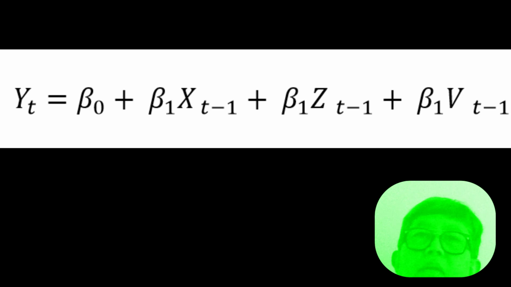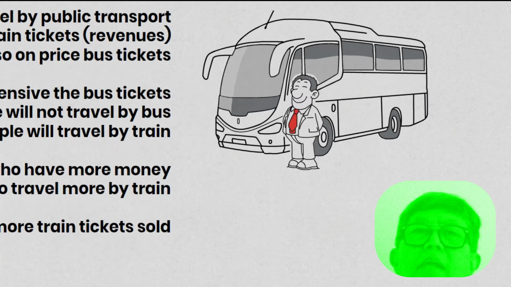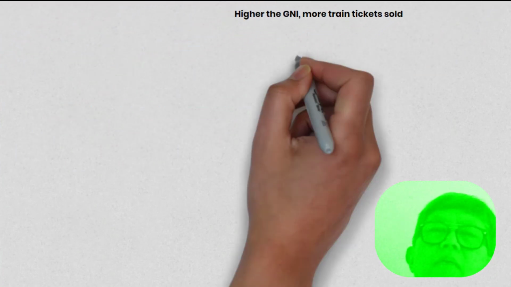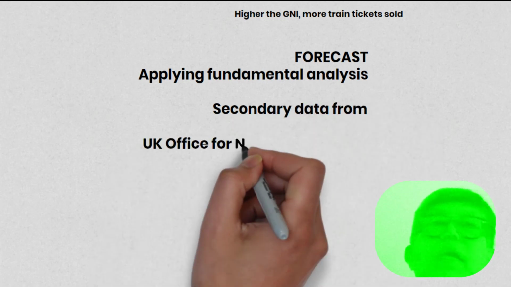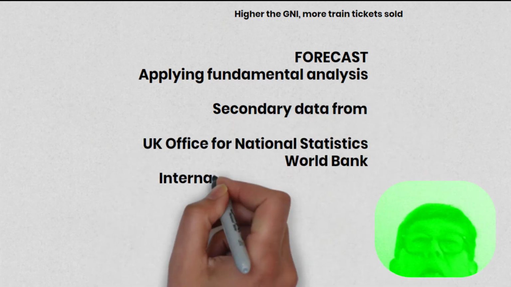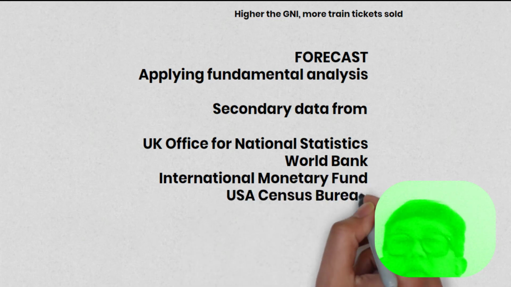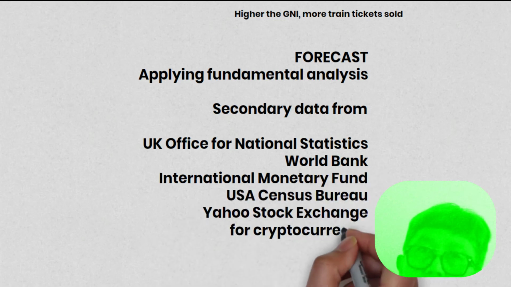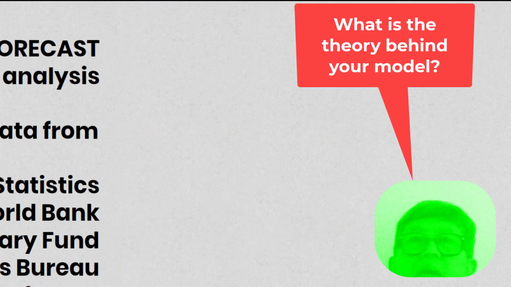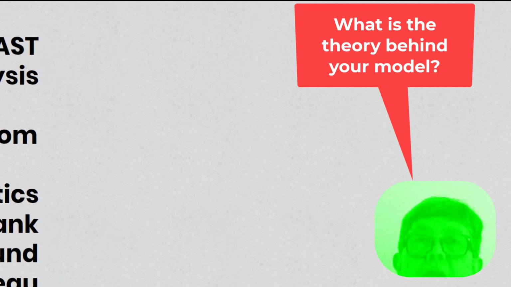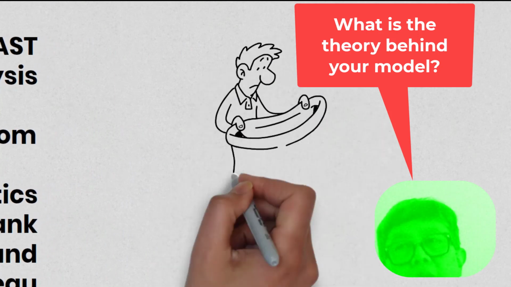Basically, in assignment 2 you can forecast anything, but you need to look at the theory and explain it. There are many examples of secondary data, massive amounts of data, from the UK Office for National Statistics, World Bank, International Monetary Fund, the United States Census Bureau, or Yahoo for stock exchange and cryptocurrency data. So remember, what is the theory behind it? You look at the theory and explain it in layman's language, the interpretation: what does the number mean?